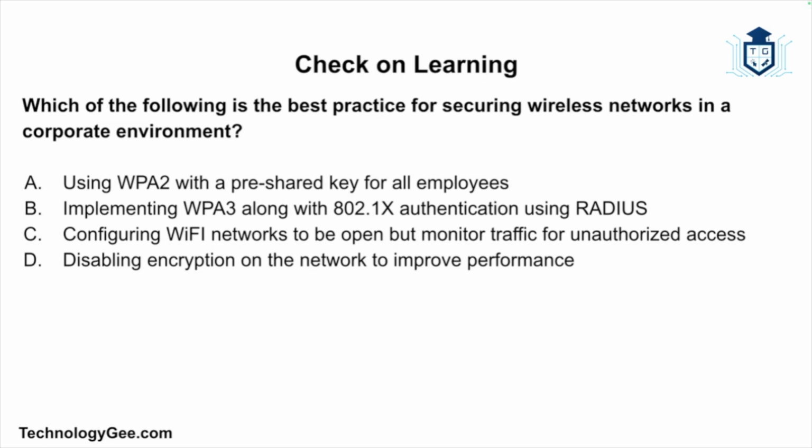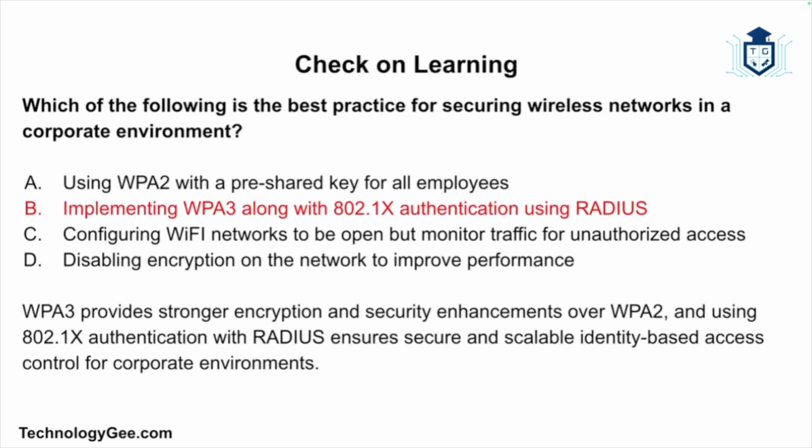Next question. Which of the following is the best practice for securing wireless networks in a corporate environment? Would it be using WPA2 with a pre-shared key for all employees? Would it be implementing WPA3 along with 802.1x authentication using Radius? Would it be configuring Wi-Fi networks to be open but monitor traffic for unauthorized access? Or would it be disabling encryption on the network to improve performance?